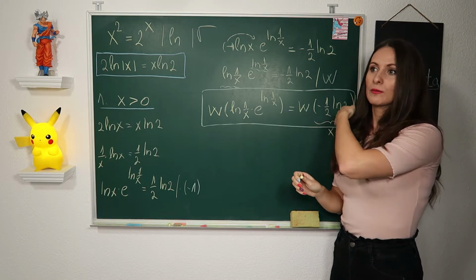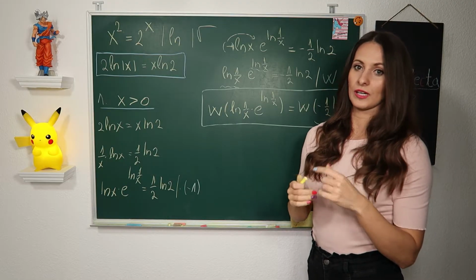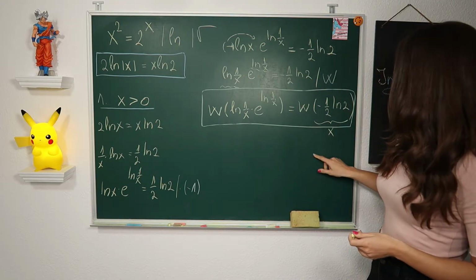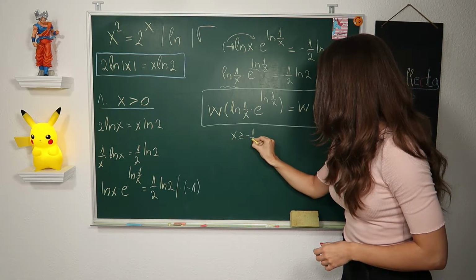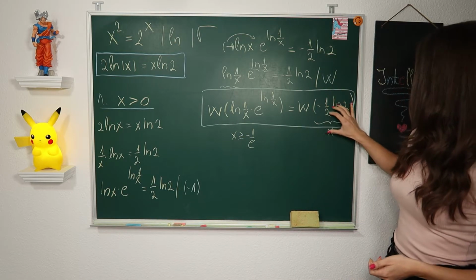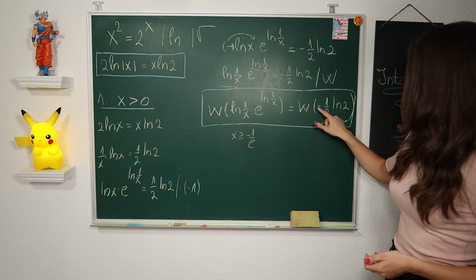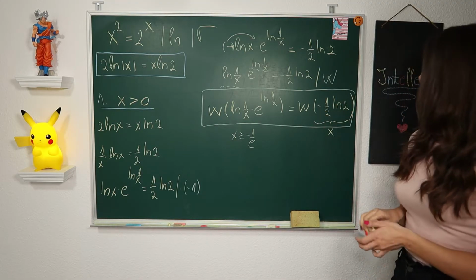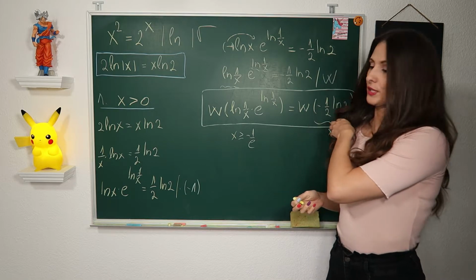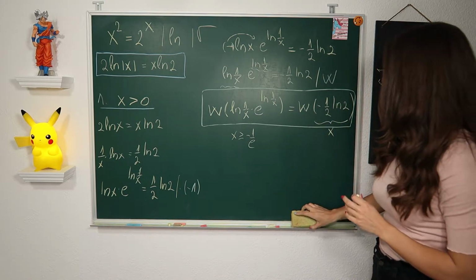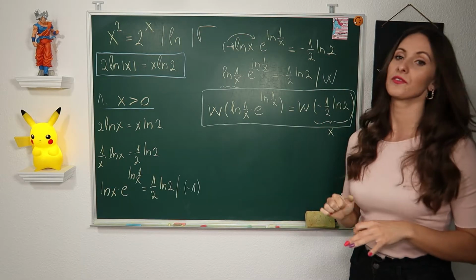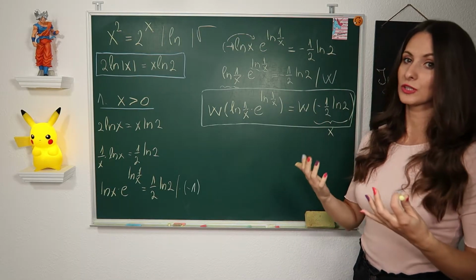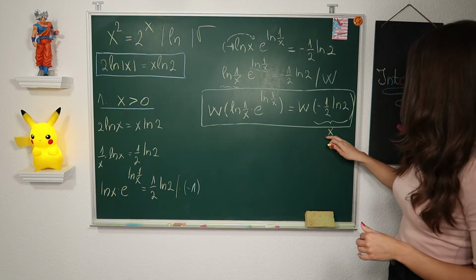In my first video about the Lambert W function, I explained that our x has to be greater than or equal to -1 over e. And it's here as well. So we have 1 over 2 times ln 2 is greater than -1 over e. But there is one more thing about this. From this here, we can figure out how many values we should get for our solution.